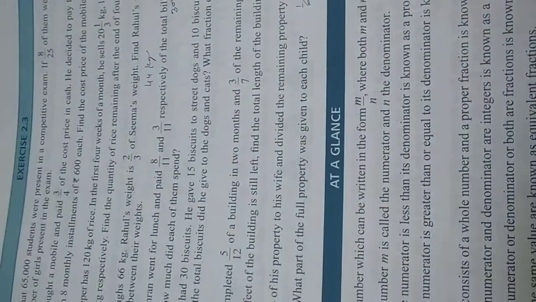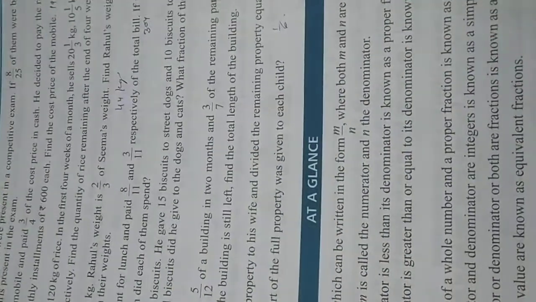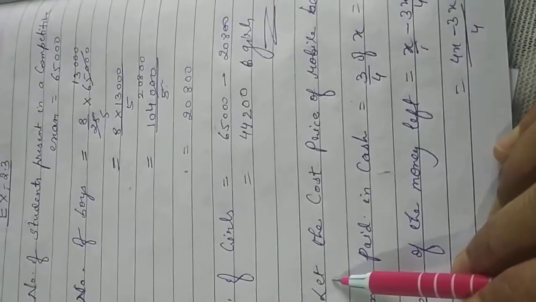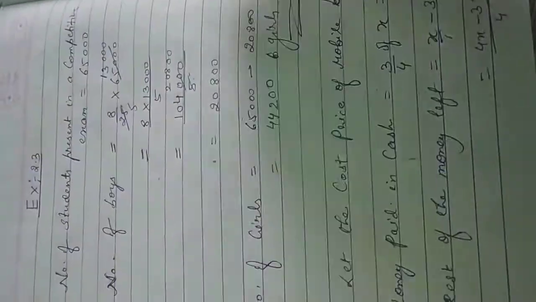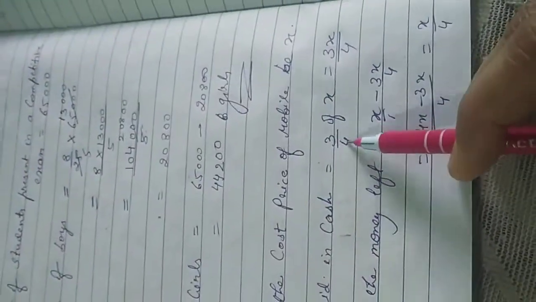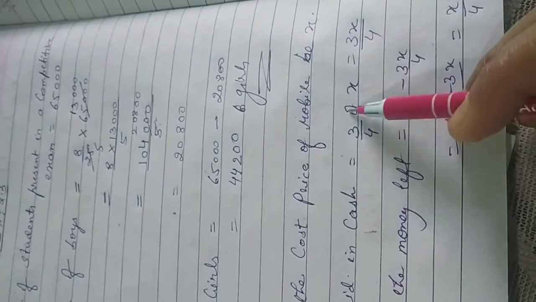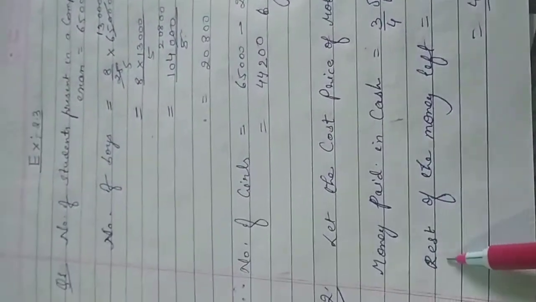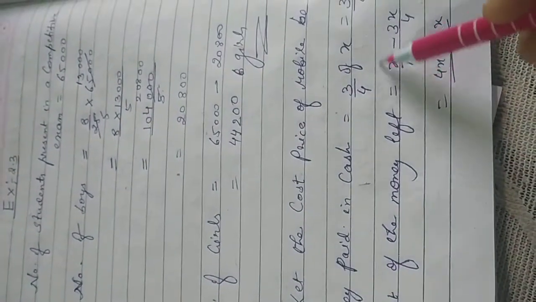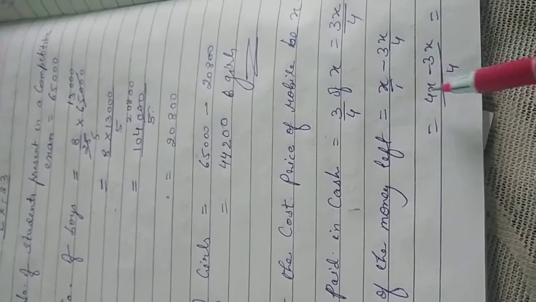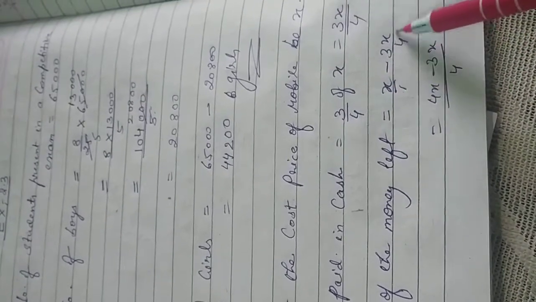We don't know the cost price of the mobile, so let the cost price of the mobile be X. After that, we know the money paid. Money paid in cash is 3 by 4th of the cost price, so 3 by 4 of X, that is 3X by 4. And what is the rest of the money? We know the total cost price is X and the money paid is 3X by 4, so X minus 3X by 4.